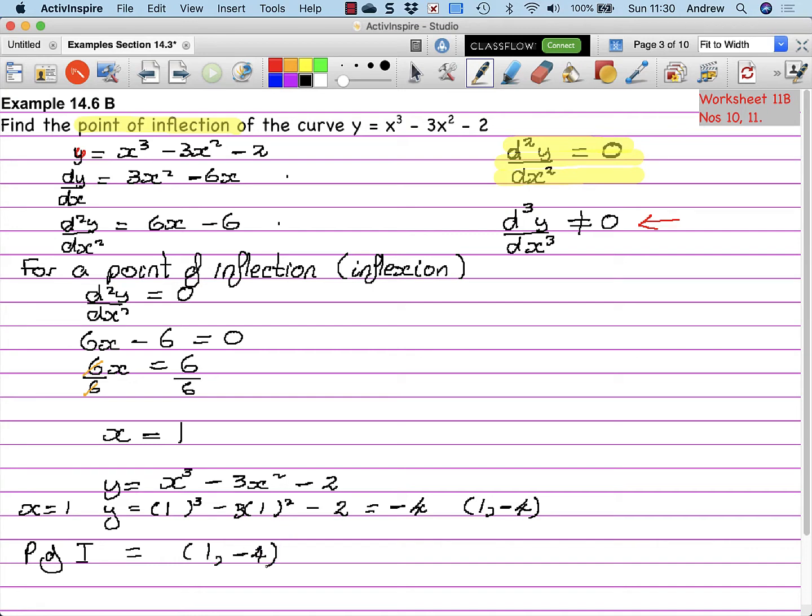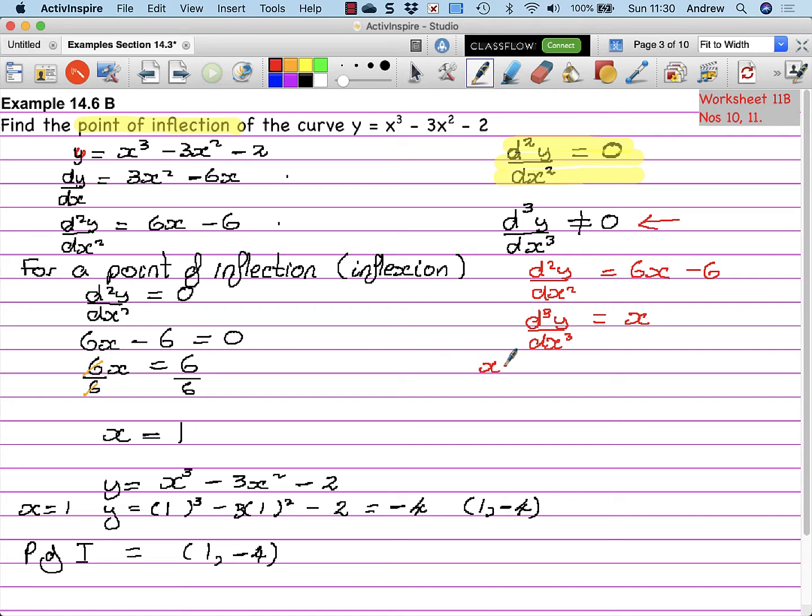Now, this next bit is not part of the course, but I'm going to do it anyway just for university. We know that d2y by dx squared is equal to 6x minus 6. When I differentiate for the third time, d3y by dx cubed, I get 6. So for a point of inflection, this third derivative is not allowed to be equal to 0.